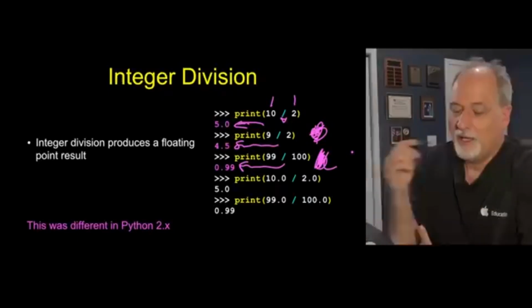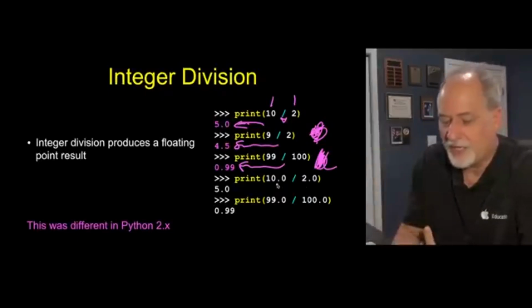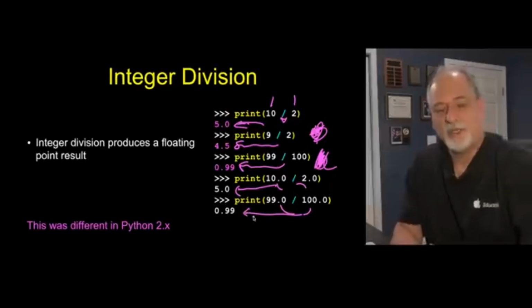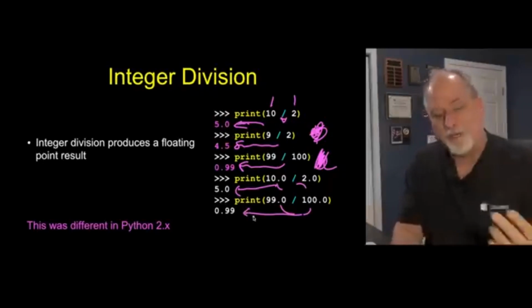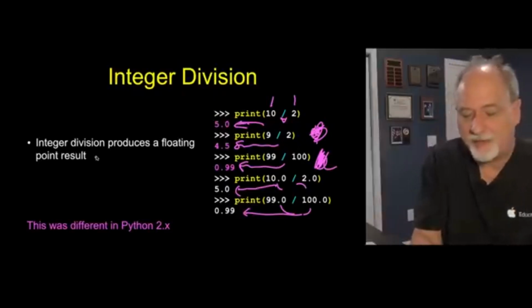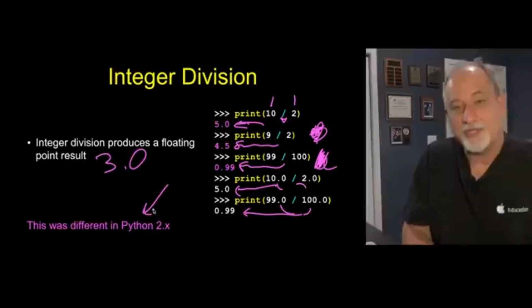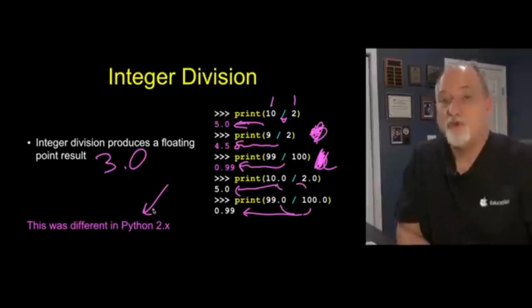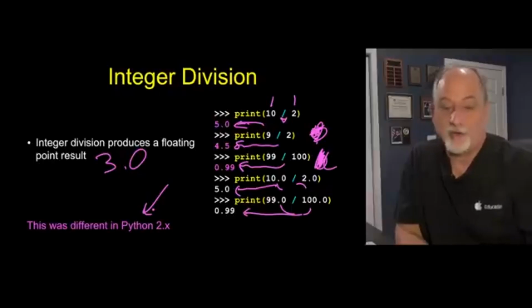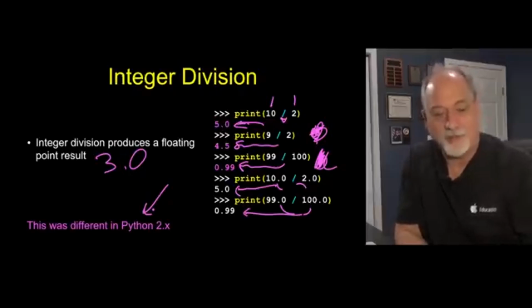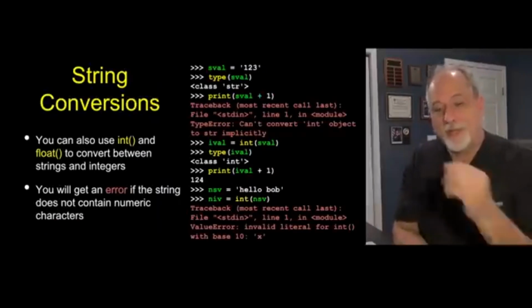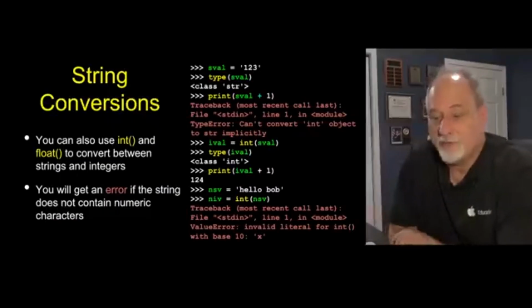Welcome to Python 3. Of course, if there is a floating point on either side, the result is still a floating point. So integer division produces a floating result in Python 3.0, not in Python 2.0. That is an improvement in Python 3.0, and that's why we're recording these lectures. I have a whole great set of lectures about Python 2, and now I'm going to have a great set of lectures about Python 3. Welcome to Python 3.